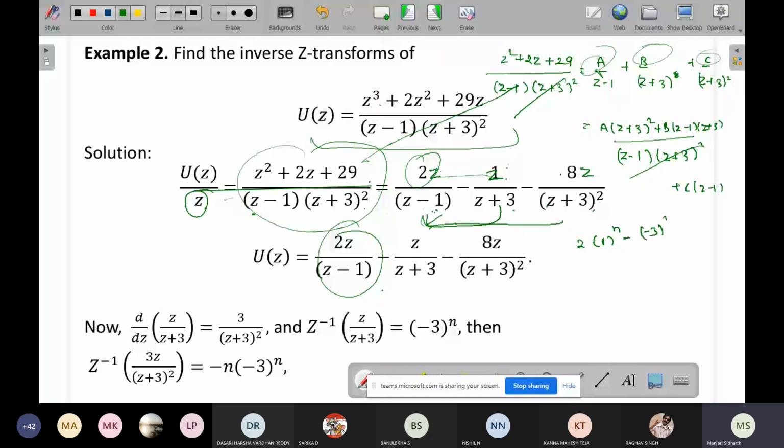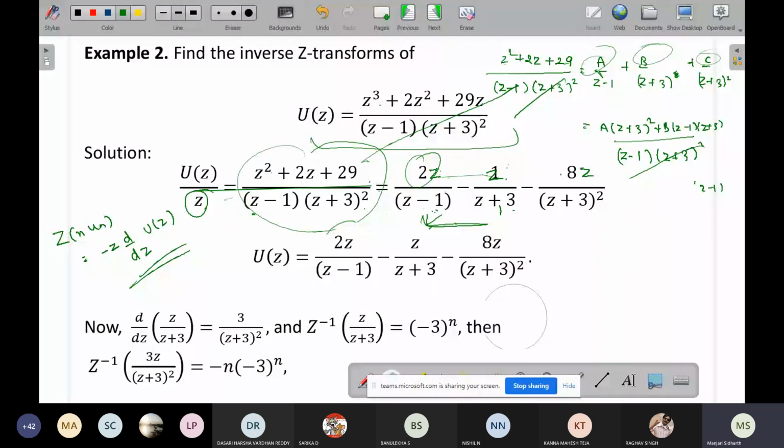Now how to write this? You know that, means we use the multiplication by n method. Z transform of n u(n) is nothing but minus z d by dz of U(z), right? Now why am I writing this? See this carefully here.